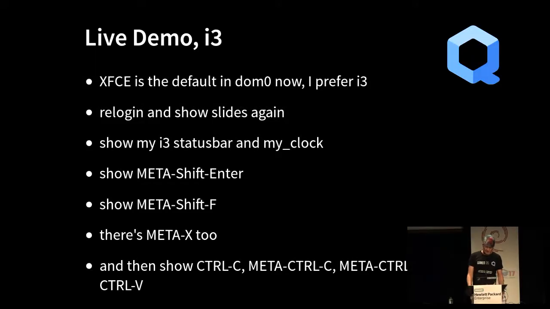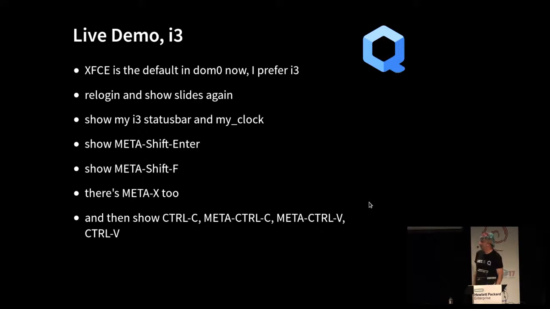Anyway, there's one feature rather than a problem: you cannot copy and paste from one VM to the next one. So you need to put it into your copy buffer with Control+C. Then you need to use Meta+Control+C to copy it into the Qubes buffer, then you need to use Meta+Control+V to copy it into the Qubes output buffer for the next VM, and then put it in the final one. And this works nicely, and it should protect you from accidents.